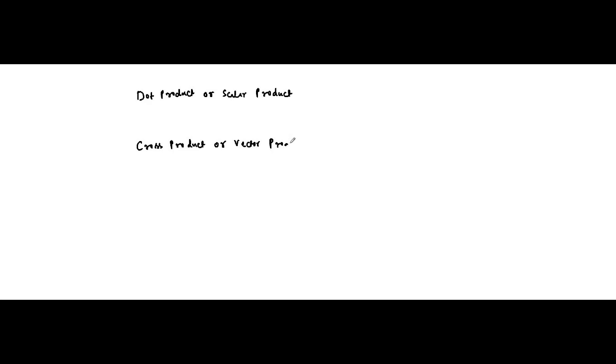Okay, so these two multiplications of vectors, they are of two types. Multiplication of vectors: first one, dot product or scalar product. Second one, cross product or vector product. Now in the first one, the result of the multiplication of the two vectors was a scalar quantity, only magnitude, no direction.